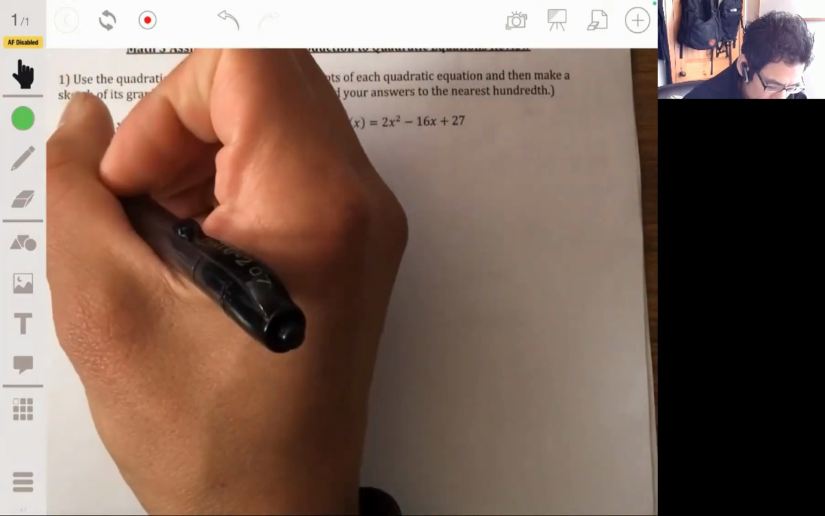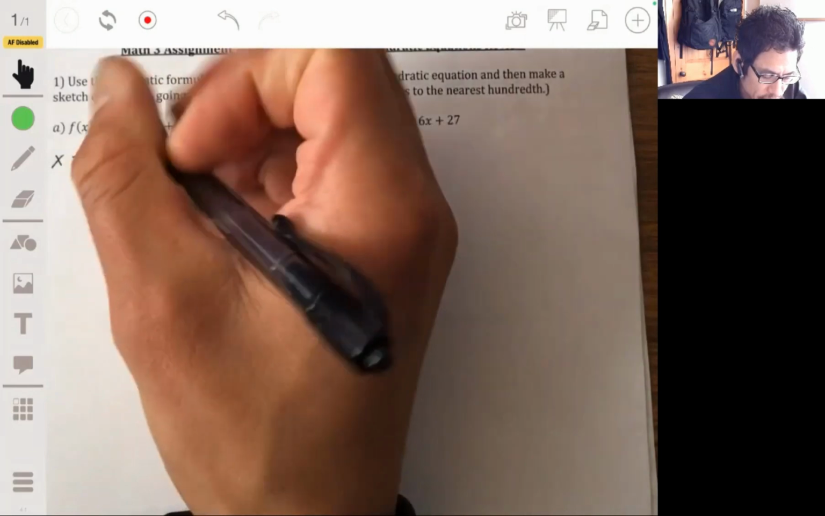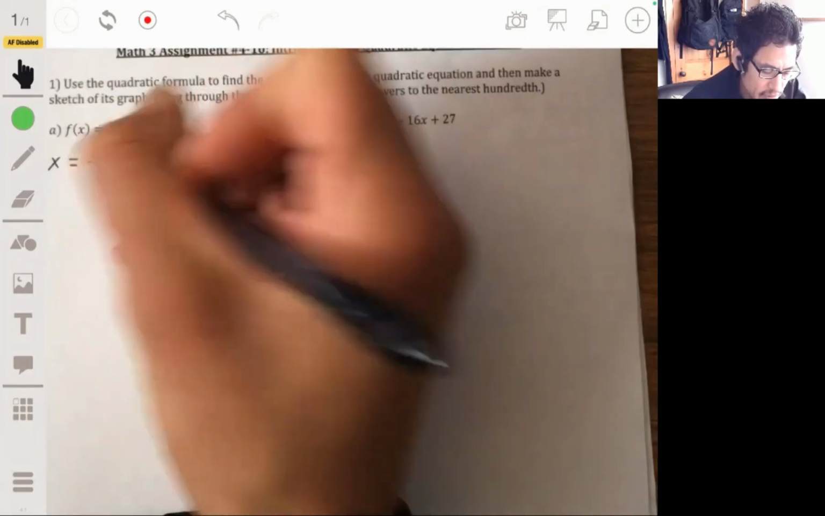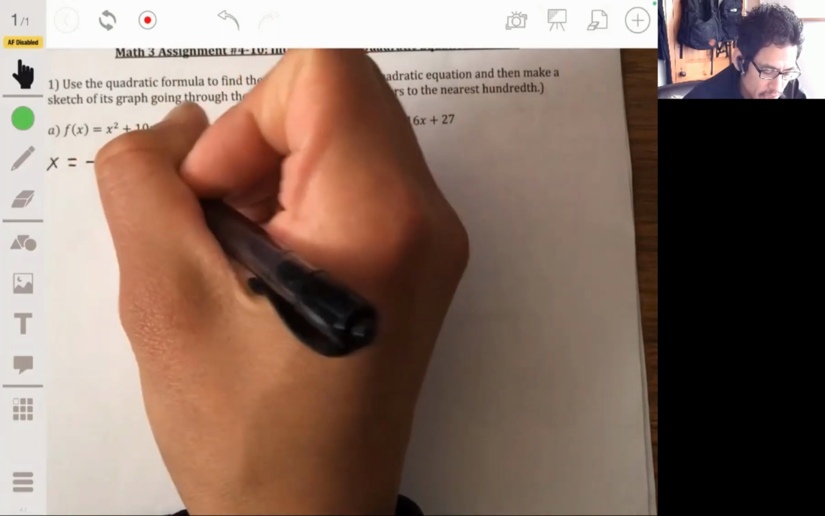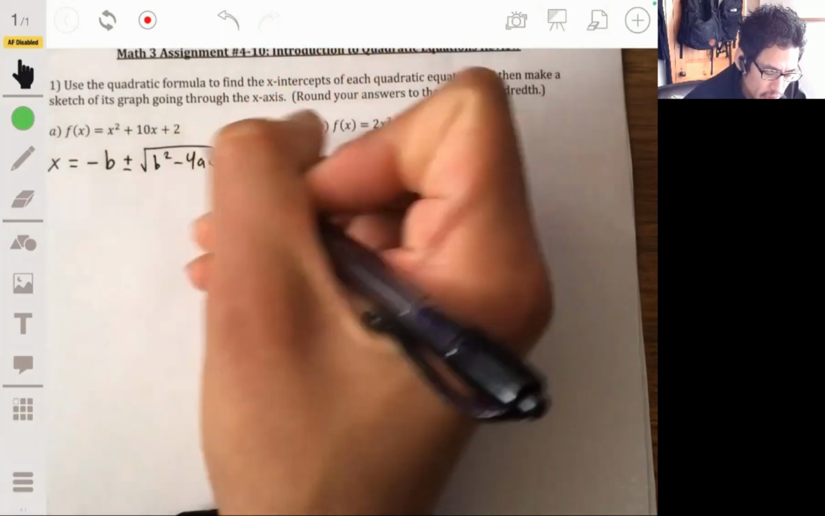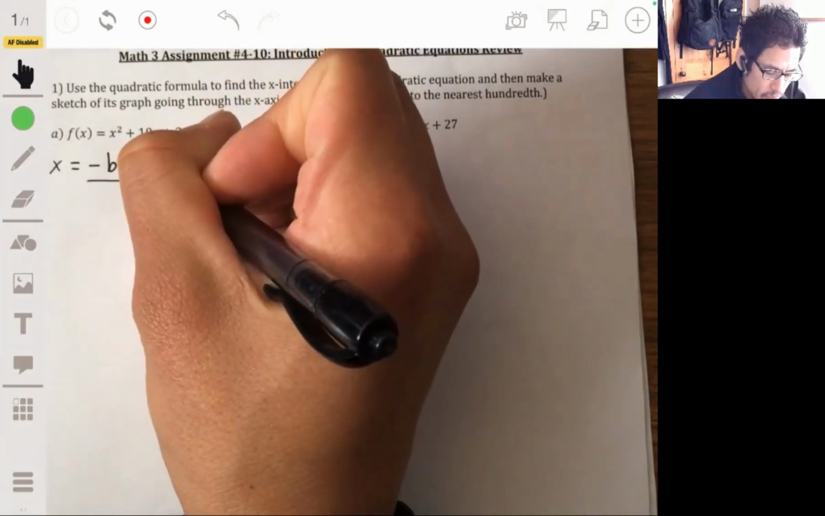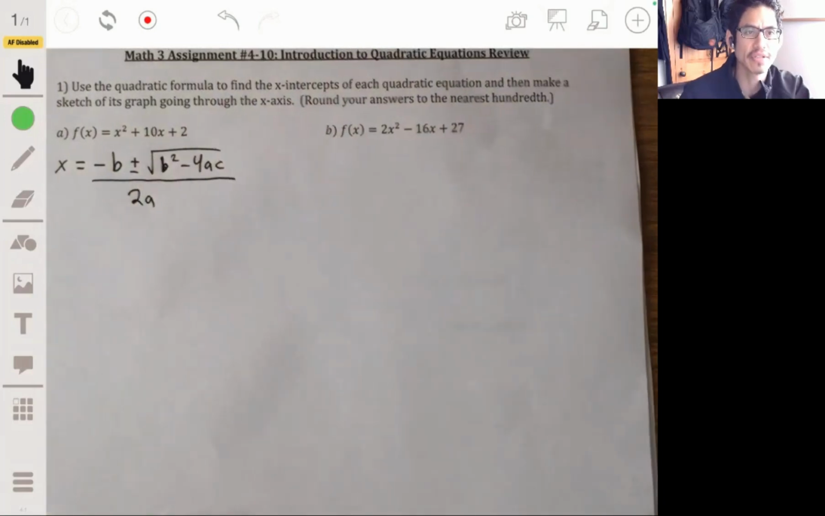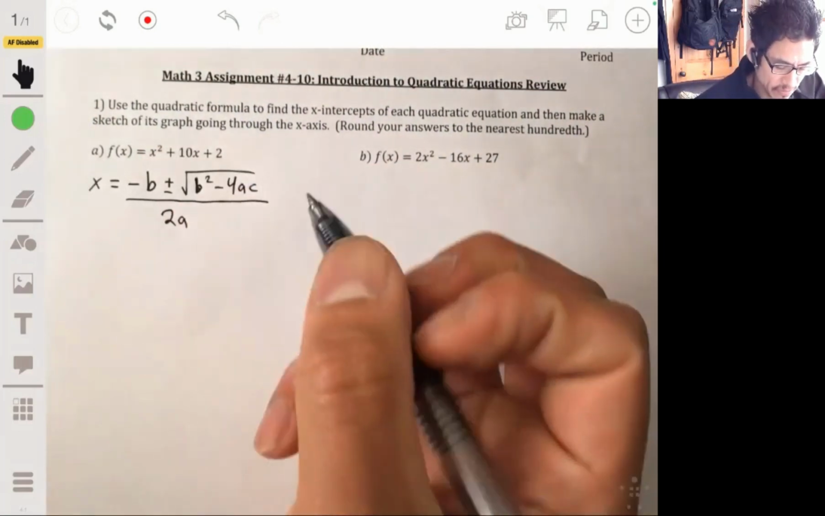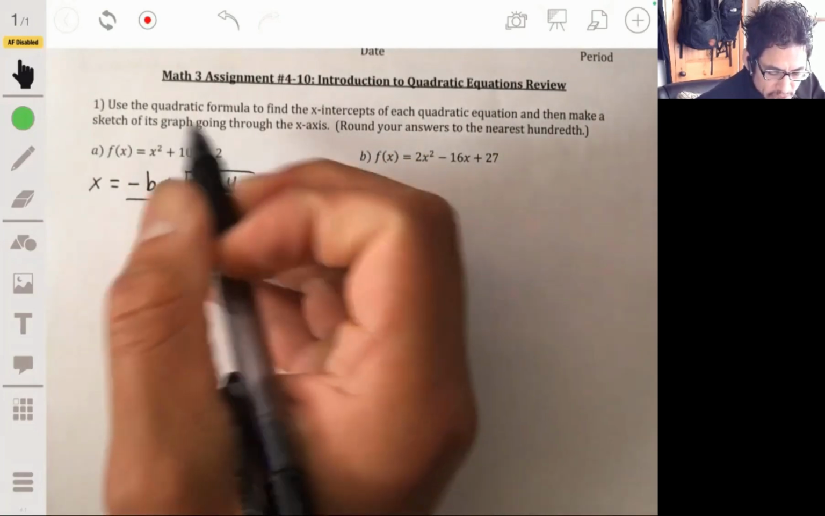So if you remember, or you should remember, the quadratic formula says that x can be found by setting it equal to negative b plus or minus the square root of b squared minus 4ac, all over 2a. Make sure you memorize this. This is something that needs to be ingrained in your brain for the rest of your math life. So then we just need to make sure we know what the a, b, and c are.